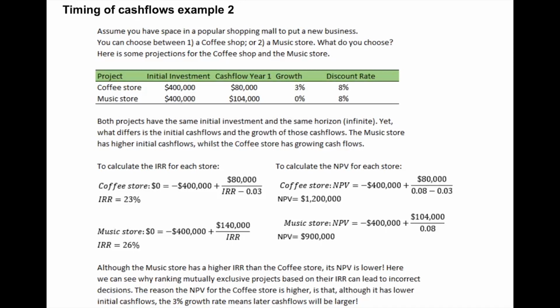But the problem here is that we're ignoring the timing of these cash flows. So if we calculated the NPV, we can see that there's a difference in the NPV for the coffee store and the music store, and that difference is $300,000 in favor of the coffee store. So the coffee store has an NPV of $1.2 million, whereas the NPV of the music store is only $900,000. So this rule is telling us we should accept the coffee store. So another scenario where our internal rate of return rule and our NPV rule are conflicting with one another.